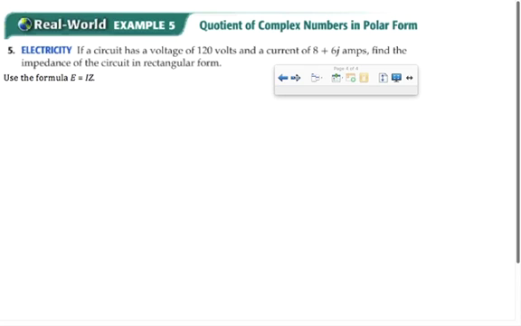In order to do number 5, I need to clarify a couple of things. I thought that I had done enough by writing down the formula, which is E equals IZ. I also need to clarify that the voltage is the E value, that the impedance is the Z value, and that the current is I. So the circuit has a voltage of 120 volts, so I'm going to rewrite that 120 as a polar number. So in order to do that, I need to first realize that it's 120 plus 0i.